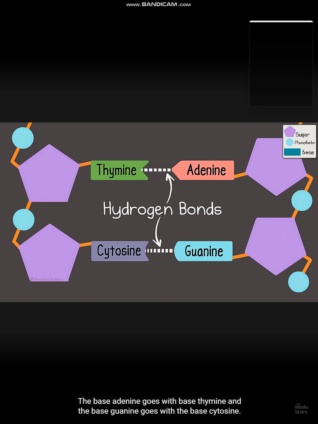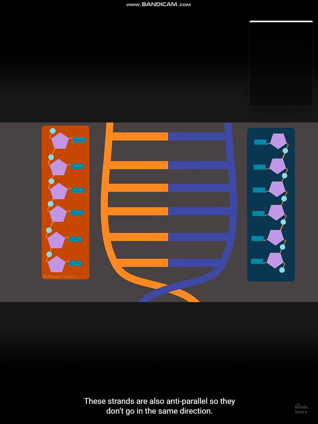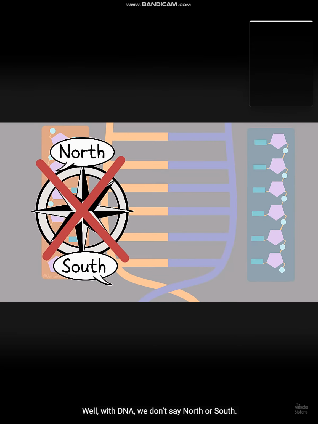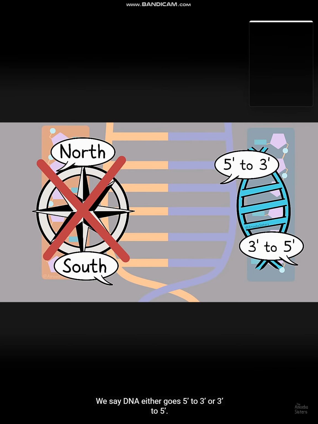The base adenine goes with the base thymine, and the base guanine goes with the base cytosine. These strands are also anti-parallel, so they don't go in the same direction. What do we mean by direction? Well, with DNA, we don't say north or south. We say DNA either goes 5' to 3' or 3' to 5'. What in the world does that mean?